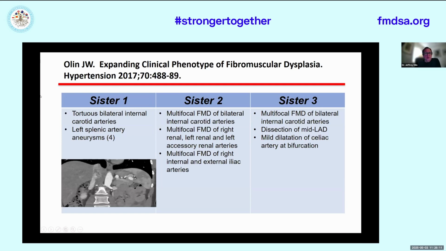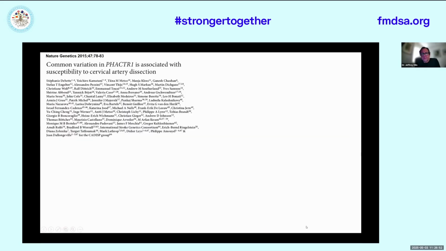Sister 1, who I saw first, had no string of beads, no areas of focal narrowing, but she had tortuous bilateral internal carotid arteries and a left splenic artery aneurysm shown here. Actually, she had 4 aneurysms. Are you telling me Sister 1 doesn't have FMD? Of course she does. She just doesn't have the string of beads. And her phenotypic presentation was without the string of beads. We're not yet able to separate those out without the string of beads as definitely having FMD unless they have a family history like this.